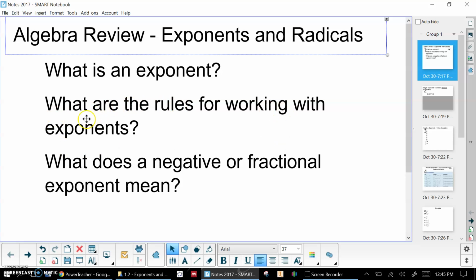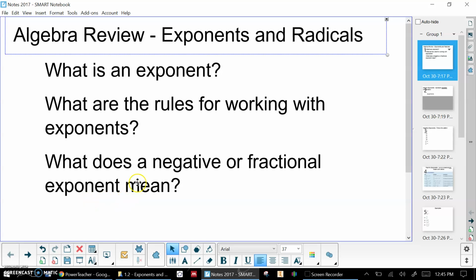That's going to be a big one because without having an understanding of those rules, we really can't apply them in any way. And then what does a negative or fractional exponent mean? That's going to be a big one too because we're not always going to have whole number exponents. What does it mean to take something to the 4.5 power or something like that? And so we'll discuss that a little bit too.